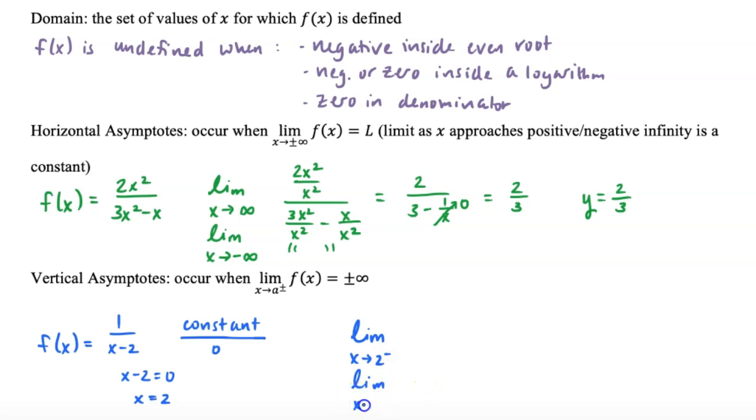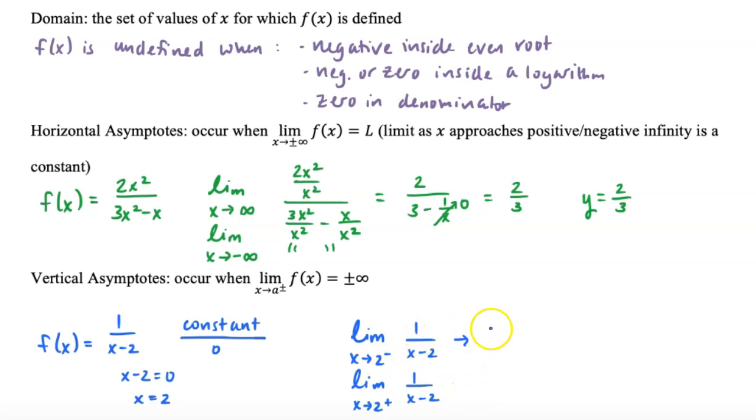And the limit as x approaches 2 from the right. Well, I've got this function 1 over x minus 2. Now when plugging in 2 gives me 1 over 0, I know it's going to be some sort of infinite limit. And this is where I'm going to think about a test point. So if I plug in 2 from the left, 1.9, I'm just looking to see if this is going to be a positive or negative value.